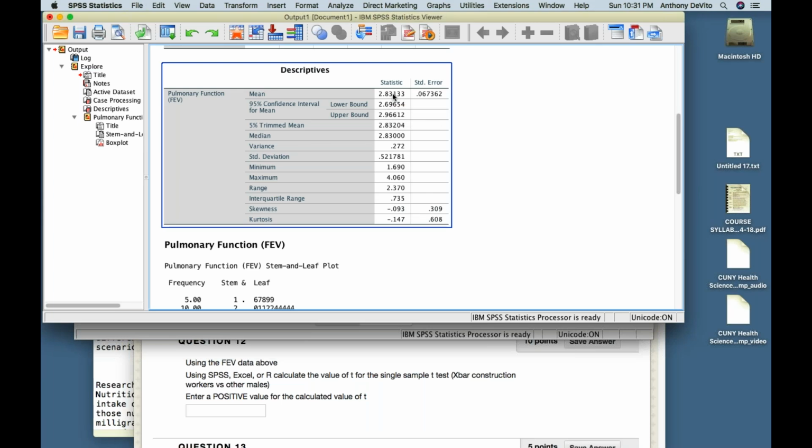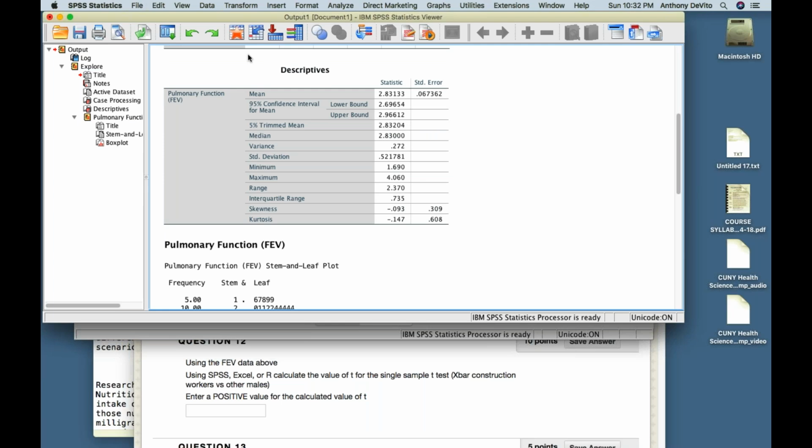But can we be sure that it's less than 3? Well, the 95% confidence interval for the true mean, not just the sample mean, is 2.69 to 2.96. Oh, look, it excludes 3. I'm being very encouraged here now.